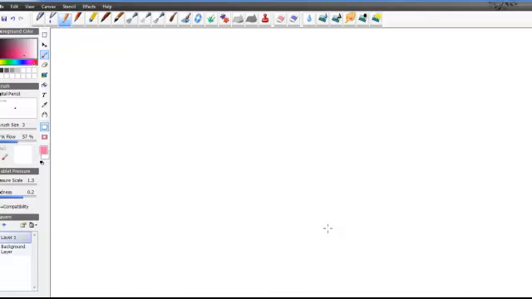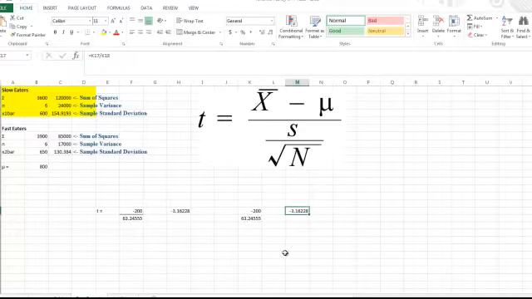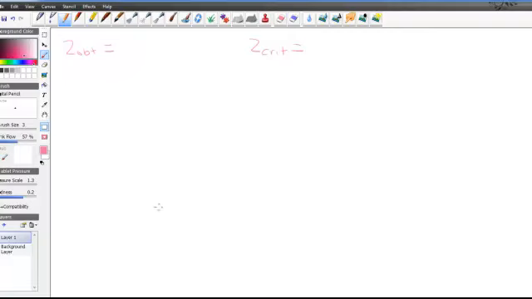Let me find some space here. So we have our z obtained. We also have a z critical. So let's just copy those down real quick. Z obtained is negative 3.16. The z critical is 2.571.